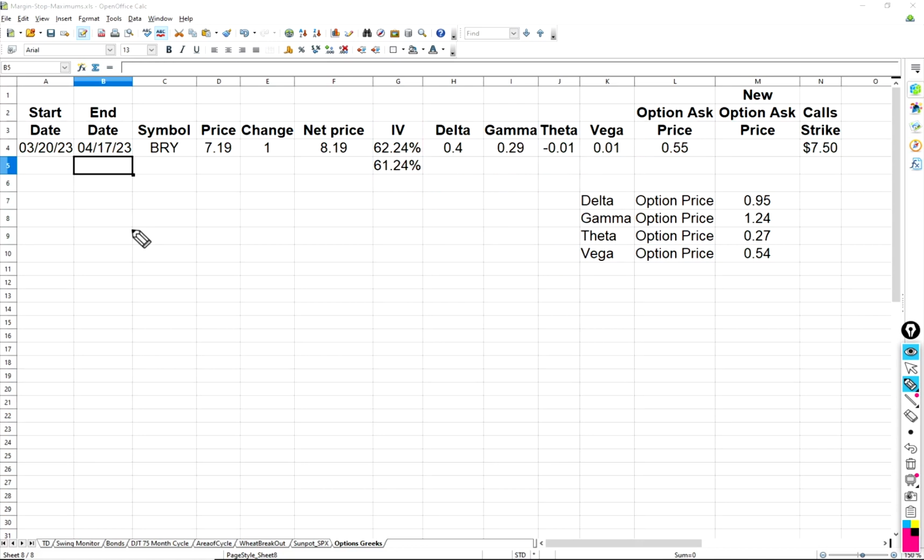Okay, I'm having, this thing is, okay, now I think I got it. I'm going to have to change it manually. Hold on a second.